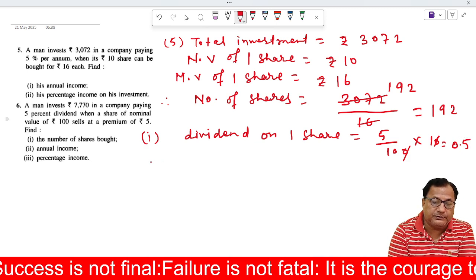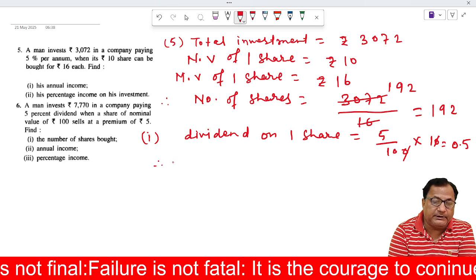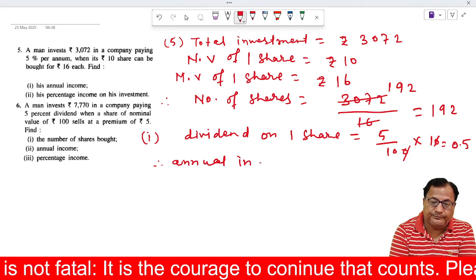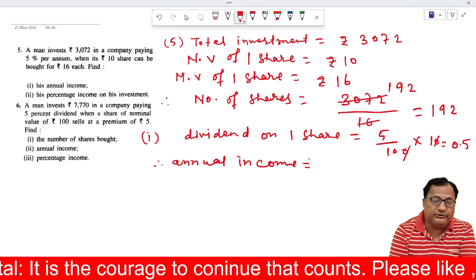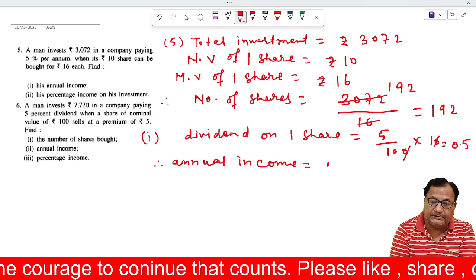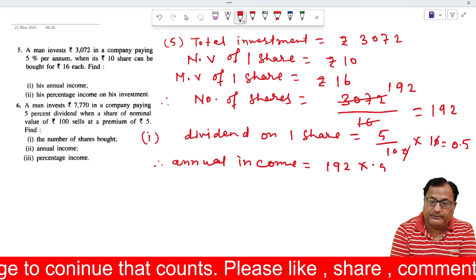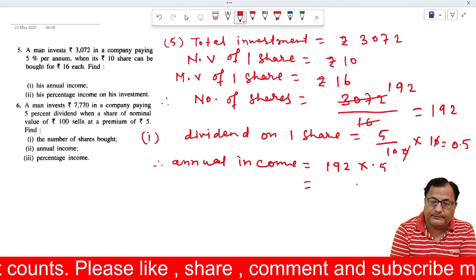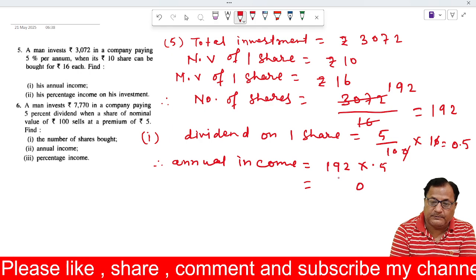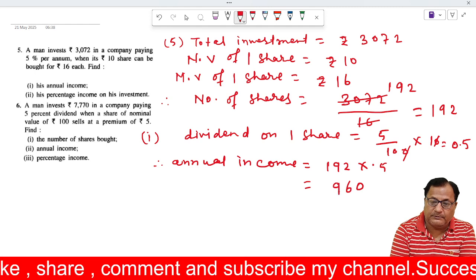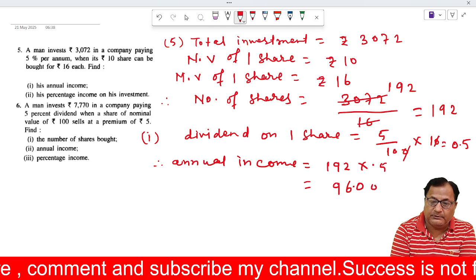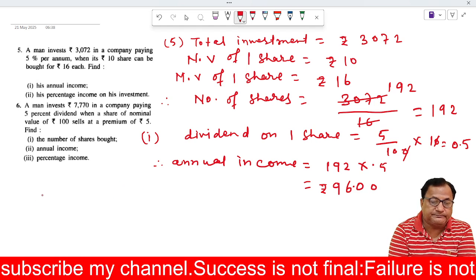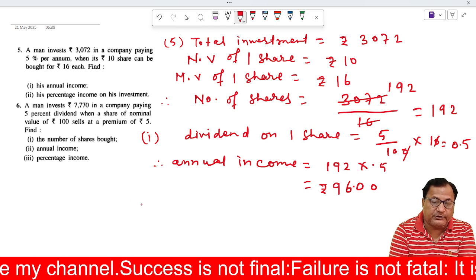So therefore annual income is equal to 192 into 0.5, which is equal to 96. Now see question number 2.